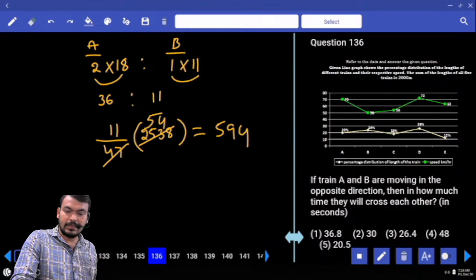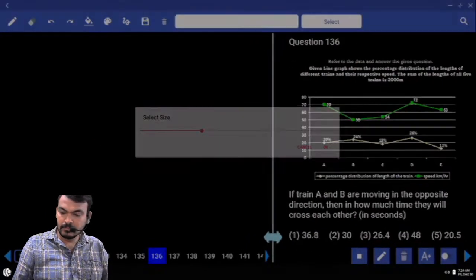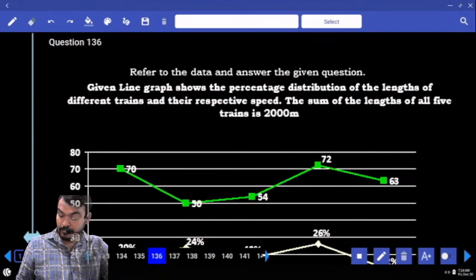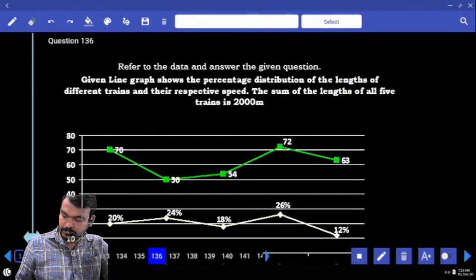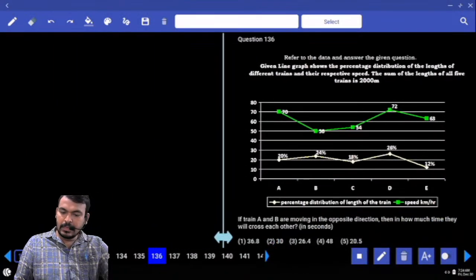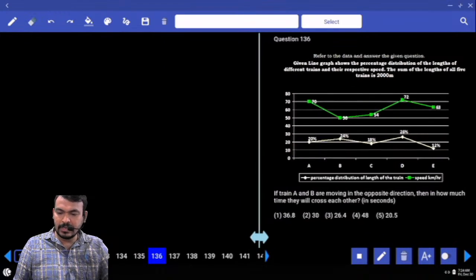Next, 136 line graph. The given line graph shows the percentage distribution of the lengths of different trains and their respective speeds. The sum of the lengths of all the 5 trains is how much?